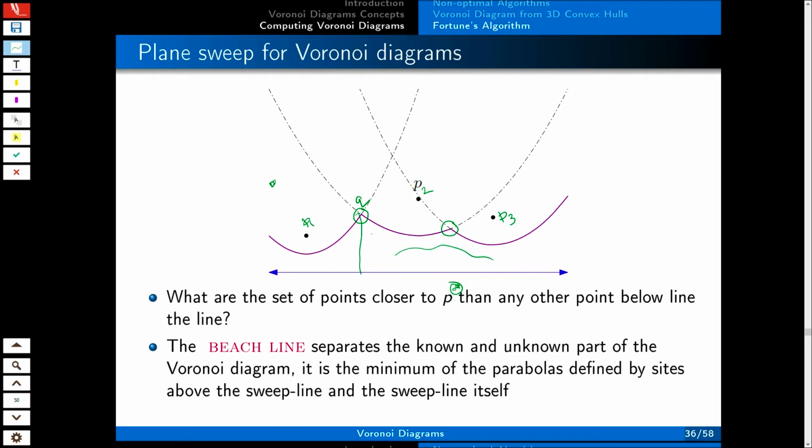This distance, let us call it d. Is it the same as any other distance? P1 to Q. Why? This is a parabola, very good. And Q to P2. So, this point is equidistant from both, right? And if you see, this circle is empty. This point lies in a Voronoi edge. This point Q lies actually in a Voronoi edge.